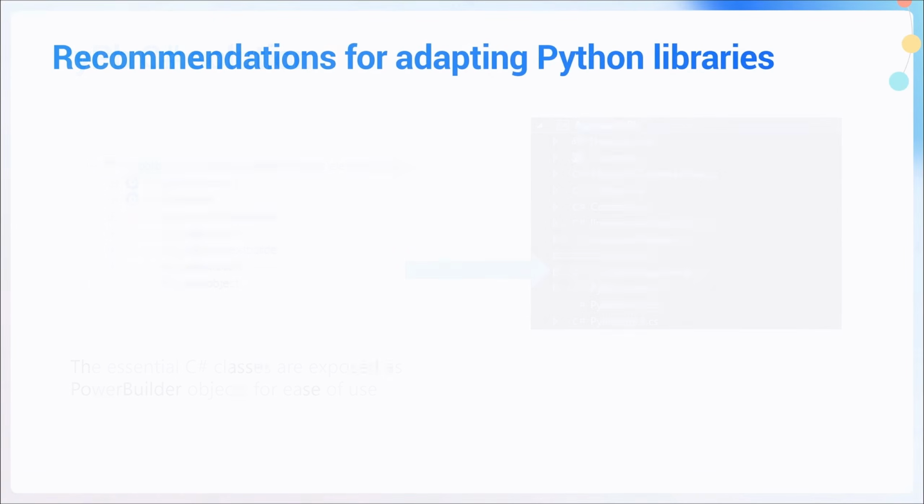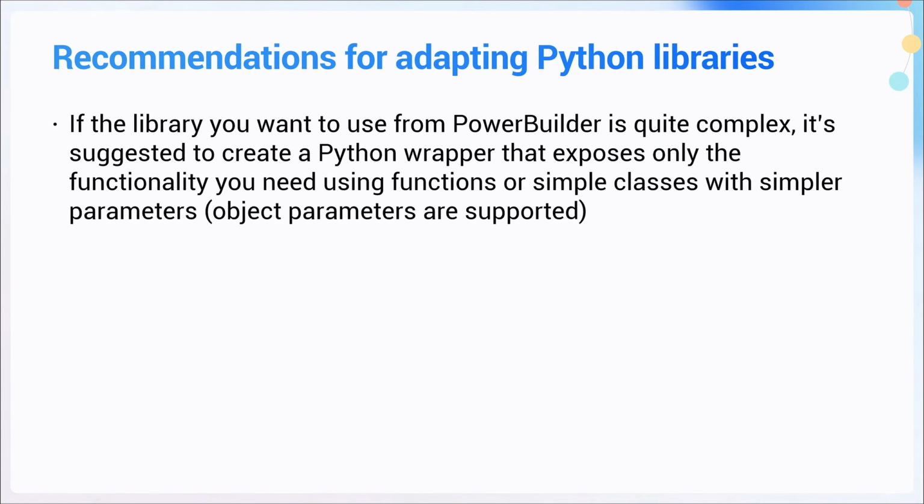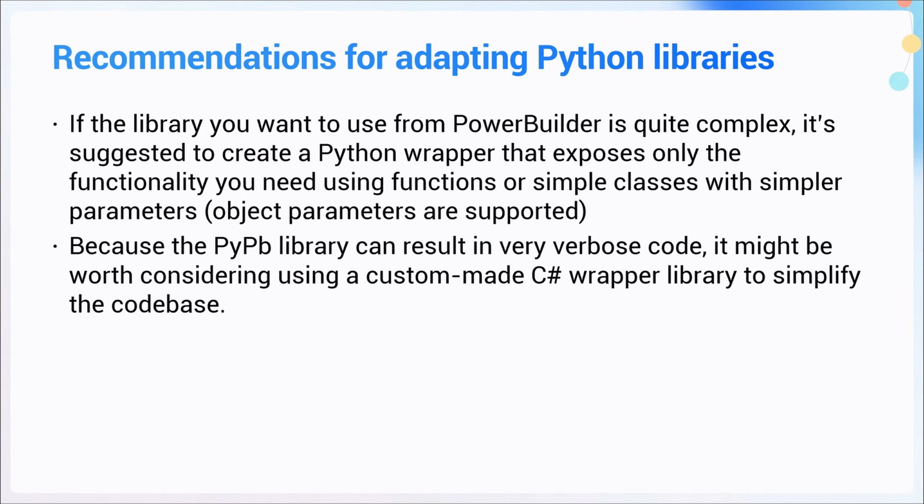Now here are some recommendations for working with the Python libraries. If the library you want to use is very complex, it might be better to create a Python wrapper that exposes only the functionality you need, with simpler classes or functions with less complex signatures. Using the PyPb library can result in very verbose code, so you can consider using a custom-made C# wrapper around the Python functionality that you will need.